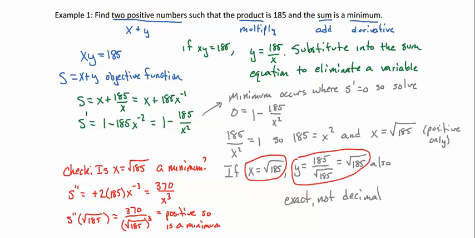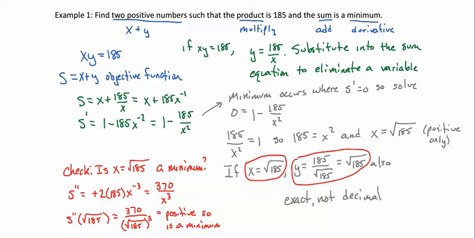Now, how do I know if this is a minimum? Because that's what we want. We want the sum to be a minimum. And we have a couple of different ways of doing this. I chose in red to use the second derivative test. The second derivative of s is going to be positive 2 times 185 x to the negative 3, or 370 over x to the third.